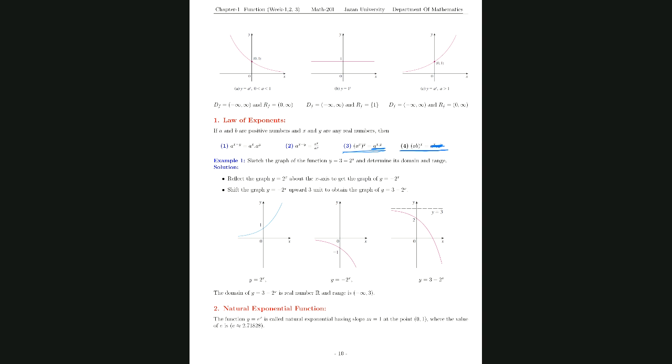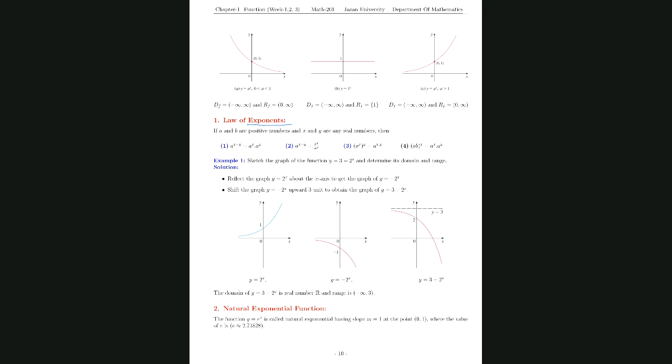Is this not equal to a power x times b power x? a power x times b power x. (ab) power x becomes a power x times b power x. Just remember this. So here, how many rules? The laws of exponents, four.